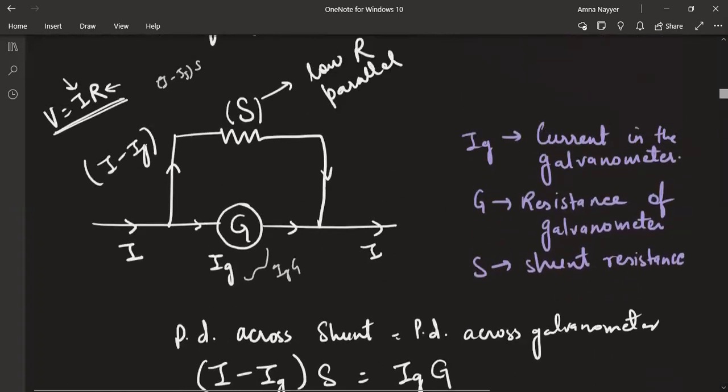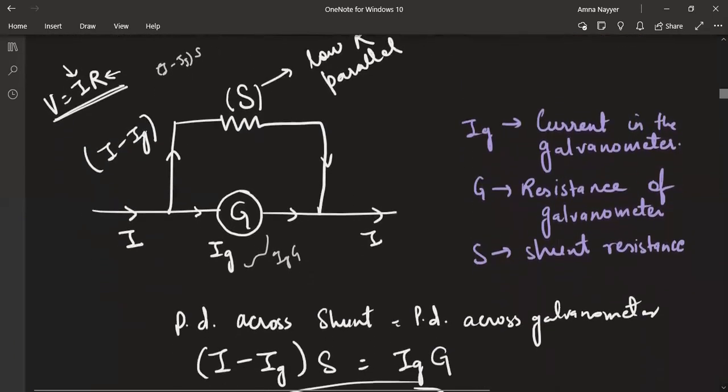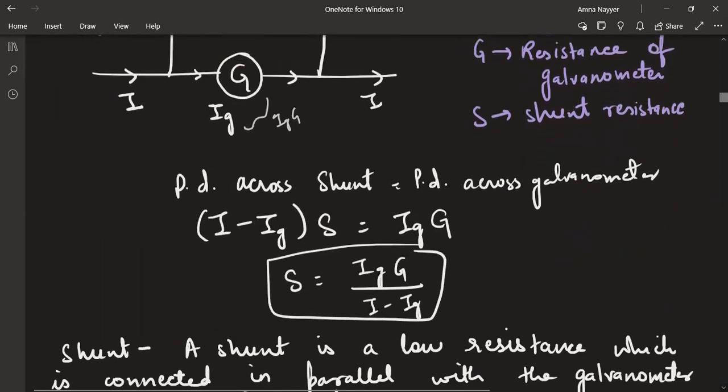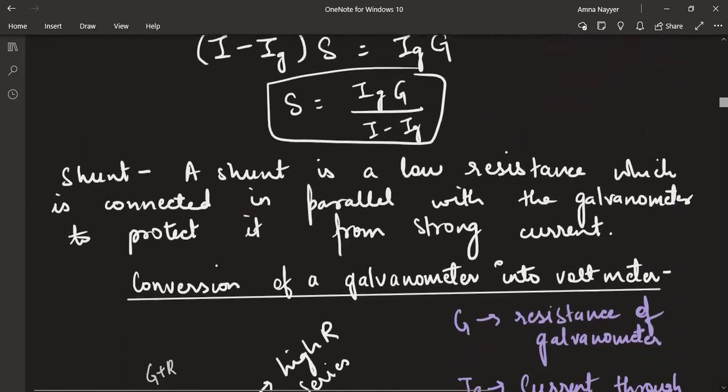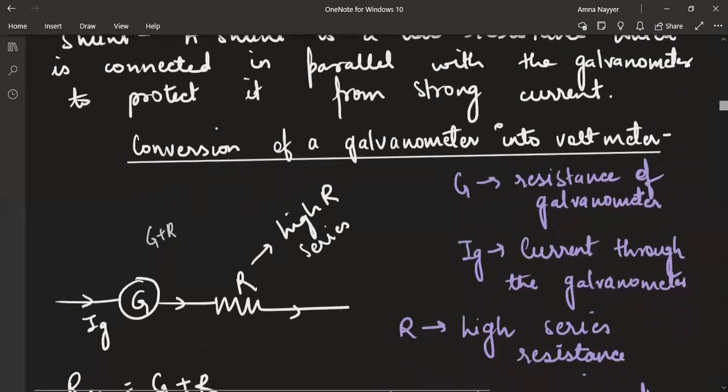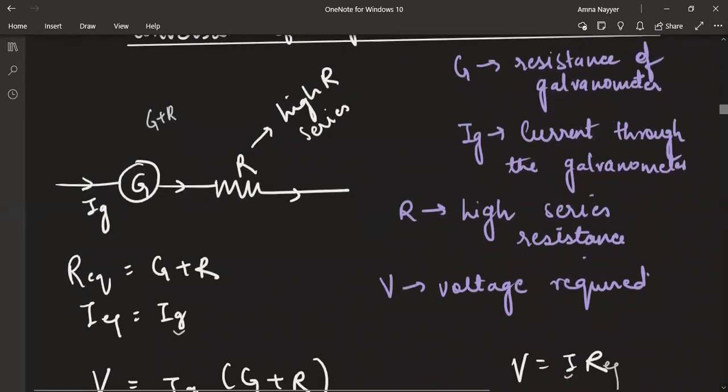Now, when you're converting a galvanometer into an ammeter, you connect a very low valued resistor in parallel. That device is known as a shunt. So what is the formula for the shunt? It is Ig, the current passing through the galvanometer, multiplied by the resistance of the galvanometer, divided by I minus Ig, that is, current minus the current through the galvanometer. So a shunt is a low resistance connected in parallel with the galvanometer to protect it from strong current.